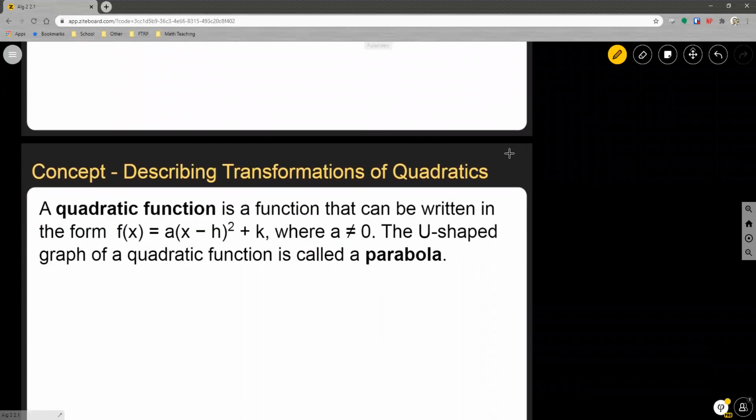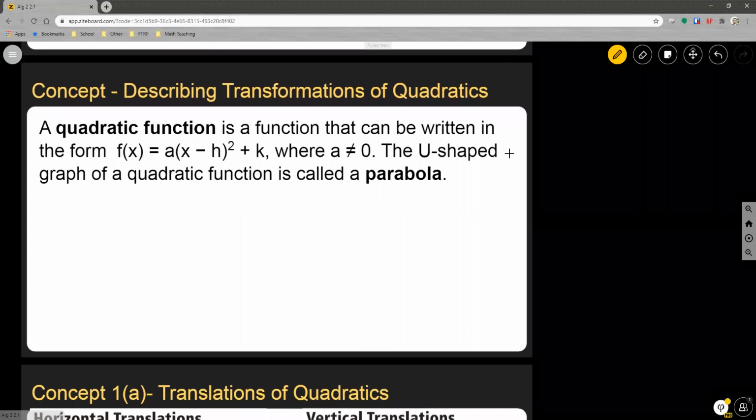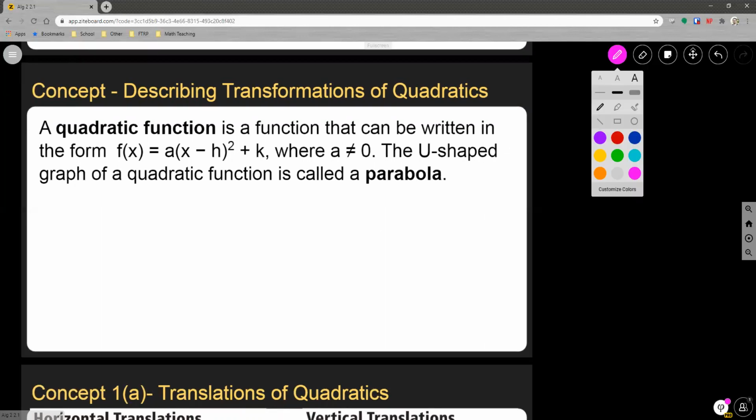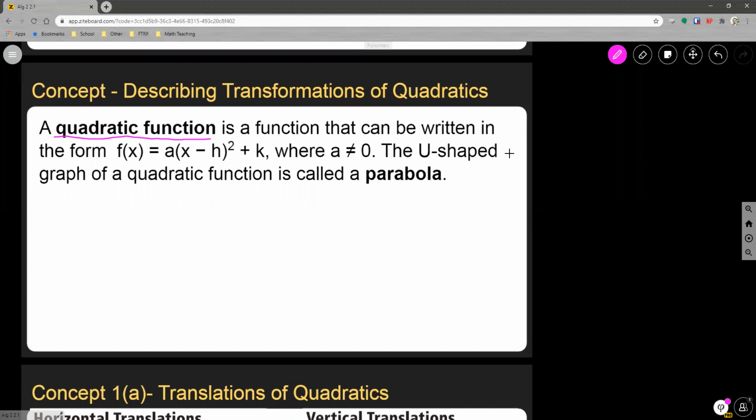So our first concept is describing the transformations of quadratics. We need the definition of a quadratic function first. A quadratic function is a function that can be written in the form f of x equals a times (x minus h) squared plus k, where a is not equal to 0. And the U-shaped graph of a quadratic function is called a parabola, which I already mentioned before. That's just the general shape of the graph.